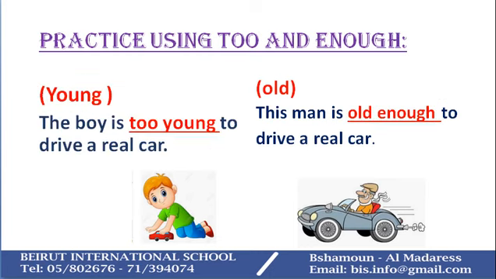The boy is too young to drive a real car, whereas this man is old enough to drive the real car. Pay attention to the place of too and enough before the adjective. In the first example, too comes before the adjective, whereas in the second one, enough comes after the adjective.